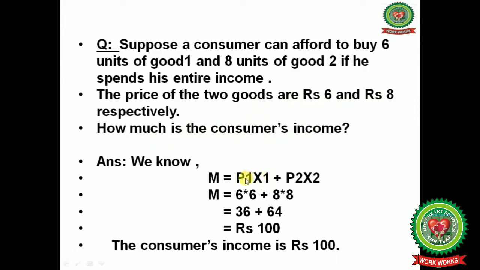Now we know that money or income is equal to price multiplied by quantity of good 1 plus price multiplied by the quantity of good 2. Now 6 is the price of good 1 and the units purchased are also 6, plus 8 is the price of good 2 and the units purchased are also 8. So 6 sixes are 36, 8 eights are 64. So total is 100. So the consumer's income is equal to rupees 100.